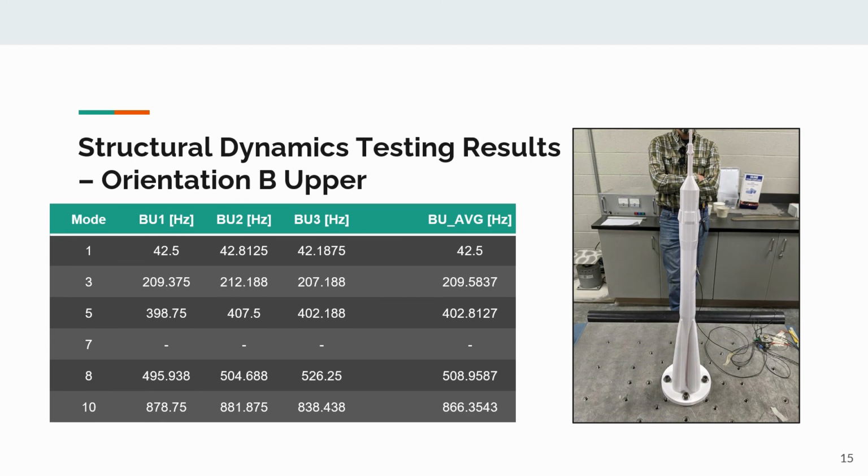For this test, the sensor was once again placed near the top of the rocket, but this time the orientation was changed so the sensor was positioned between 2 pylons. The average results of 3 more modal hammer tests were as follows: for Mode 1, 42.5, for Mode 3, 210, for Mode 5, 402.8, for Mode 8, 508.95, for Mode 10, 866.4.